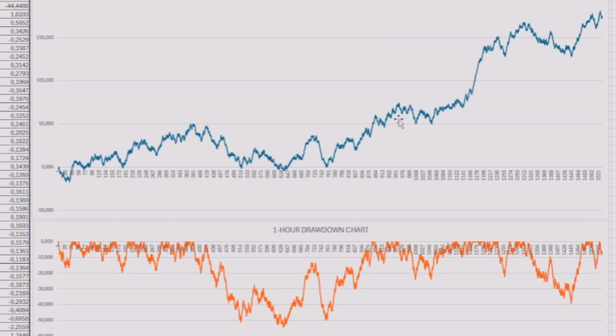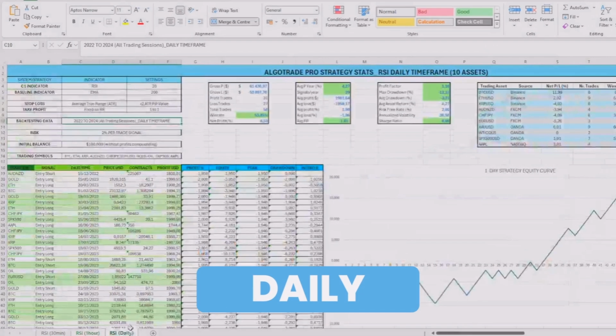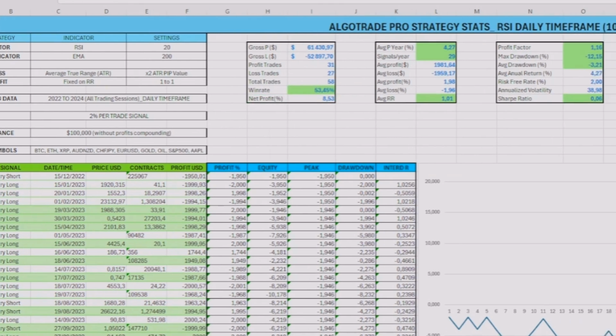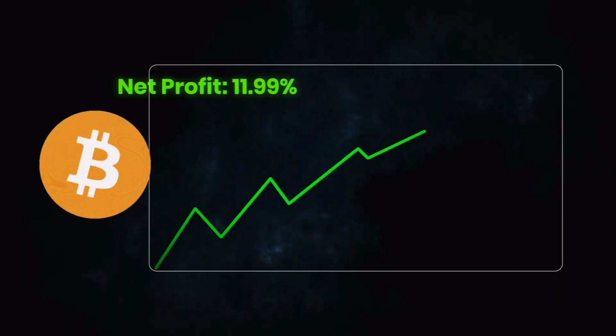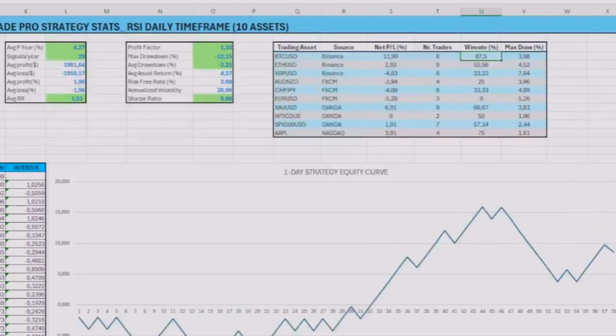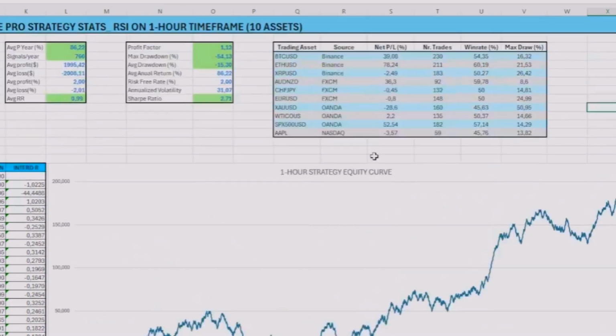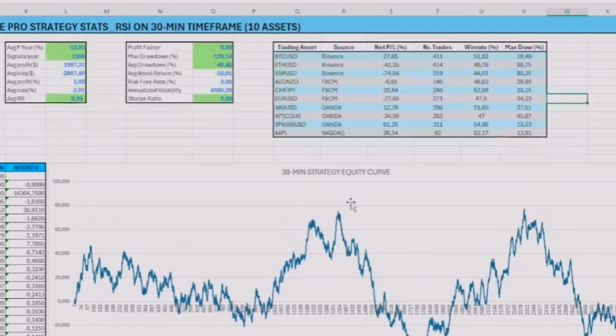Finally, in the daily time frame, after 58 trades, the indicator achieved a win rate of 53% and a small net profit of 8%, with Bitcoin being the best performing asset. Based on these results, while the strategy was profitable on the 1-hour time frame and with certain assets, its performance across other time frames and assets wasn't as strong.